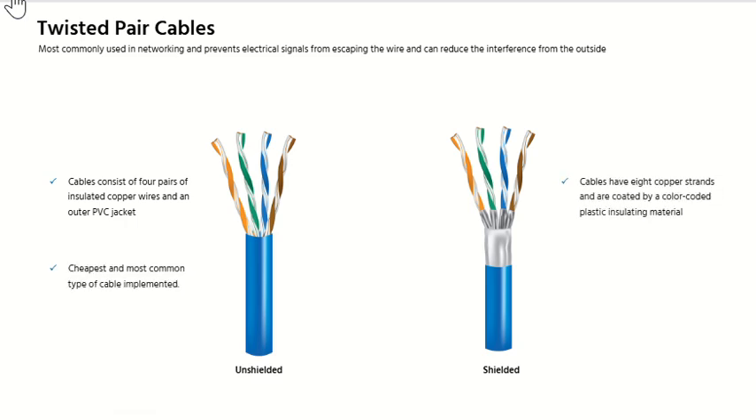Shielded twisted pair, or STP, cables have 8 copper strands and are coated by a color-coded plastic insulating material. The shielding is done using either aluminum foil, which is denoted by F, or a braided shield, which is denoted by S. Click Next to continue.